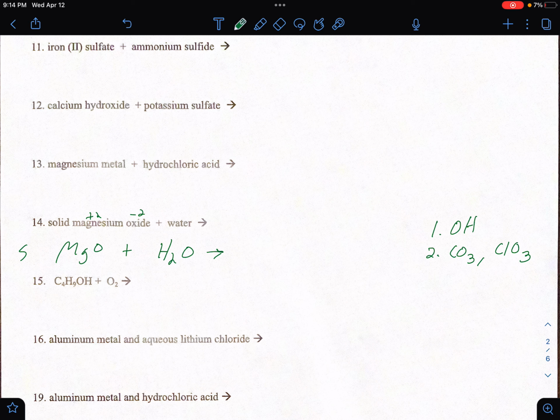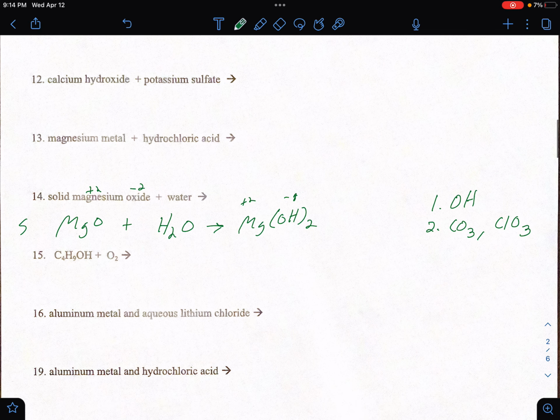So I'm going to make magnesium hydroxide. Remember, magnesium's a +2. Hydroxide's a -1, so I need 2 of these hydroxides to be balanced out. Those charges aren't my answer, I'm just showing you how I balanced it. So I'm going to check, is it balanced? 1 magnesium, 2 O's, 2 O's, 2 H's, 2 H's. So it's already done. Number 15, I have C4H9OH plus O2.